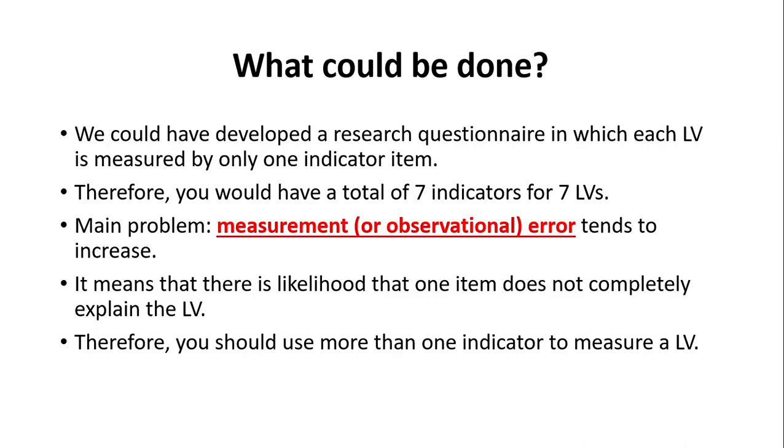So what could be done? We could have developed a research questionnaire in which each latent variable is measured by only one indicator item. So if we have 7 latent variables, then we would have only 7 indicator items. Is it a problem? Yes, it will give you an observational error, also known as a measurement error, because there is a likelihood that one item may not completely explain the latent variable. Therefore, it is highly advised to use more than one indicator item.